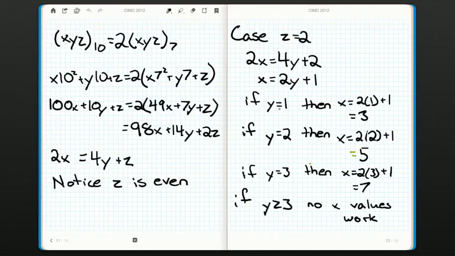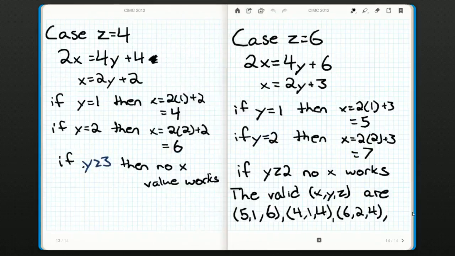X equals 3, y equals 1, z equals 2. X equals 5, y equals 2, and z equals 2. So 3, 1, 2, and 5, 2, 2. These are the other triples that work. So these are the only triples that work. There's 5 of them, and we've listed out exactly which ones they are.